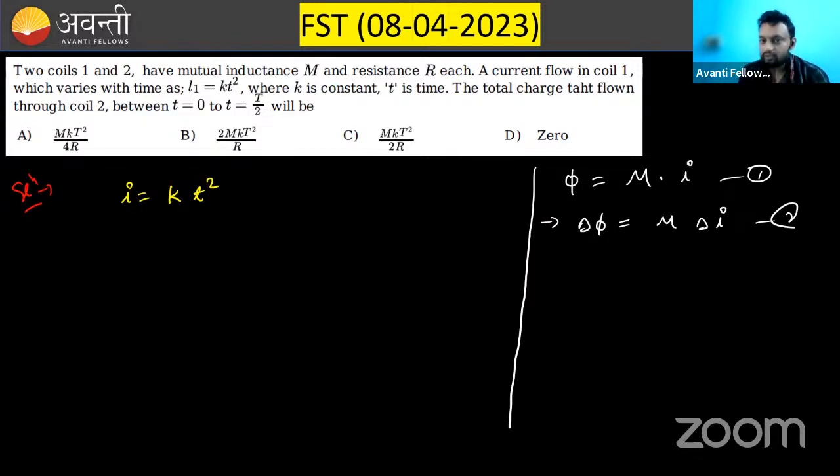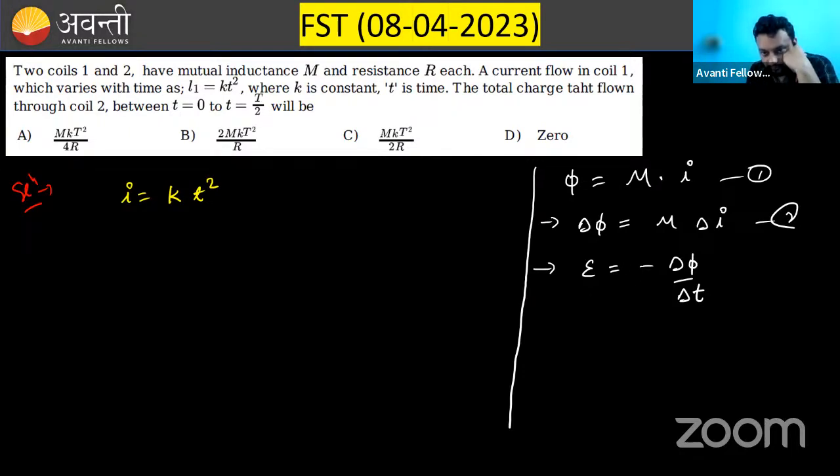Only current is changing. So if I want to calculate the change in flux, that will be M into delta I, because only current is changing. Now again, why are we calculating delta phi? Because EMF induced in a coil, from the EMI chapter, I think you know that EMF induced in a coil is minus delta phi over delta T. I think this point is clear. There is nothing big. This is Faraday's second law, you can say.